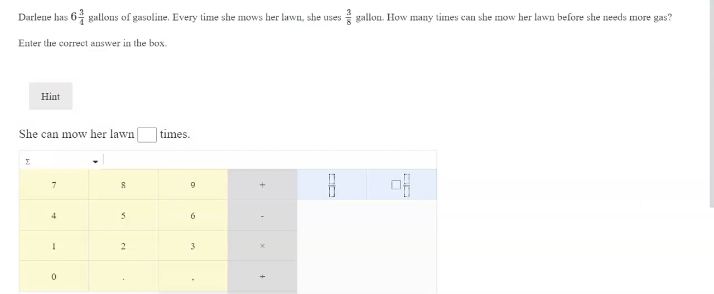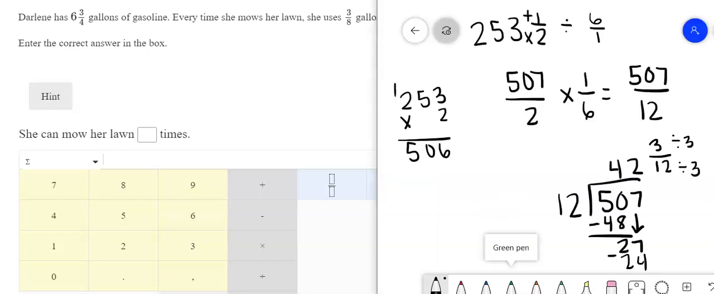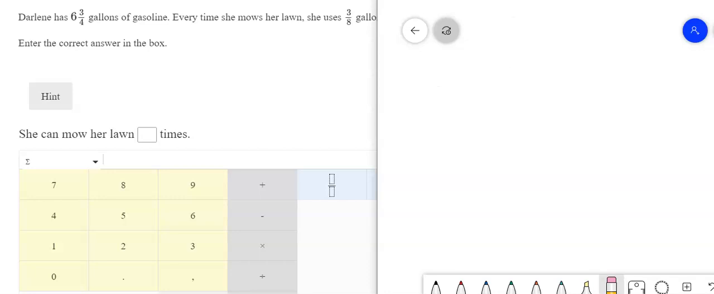Darlene has 6 3/4 gallons of gasoline. Every time she mows her lawn, she uses 3/8 gallon. How many times can she mow her lawn before she needs more gas? So I'm going to take 6 3/4, and I'm going to divide it by 3/8.